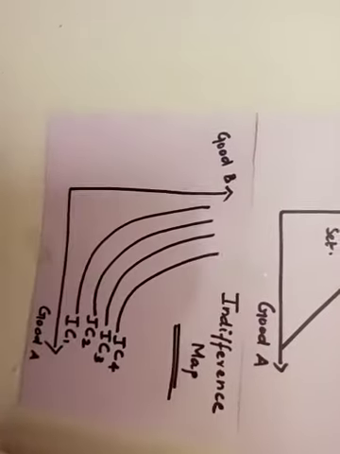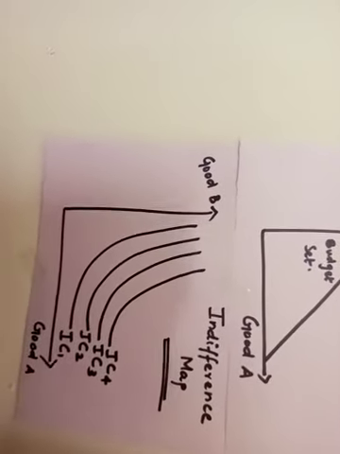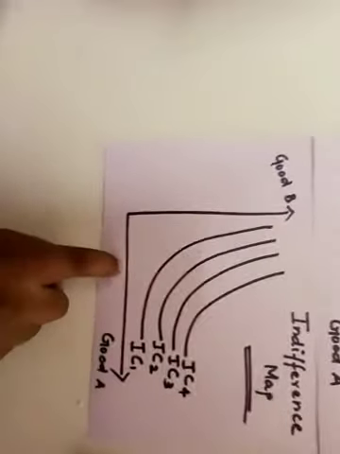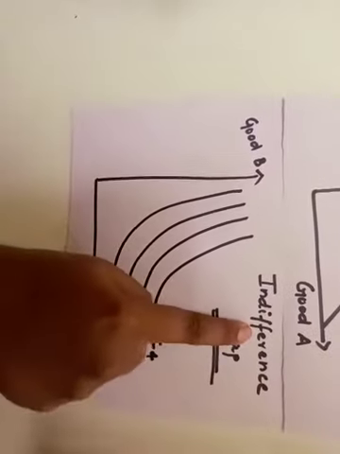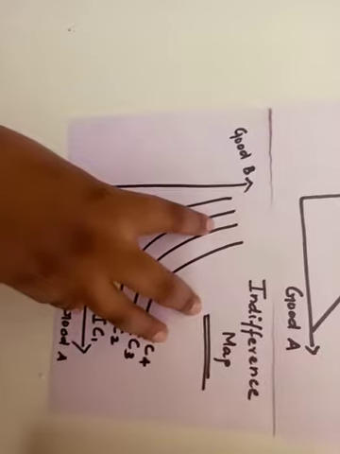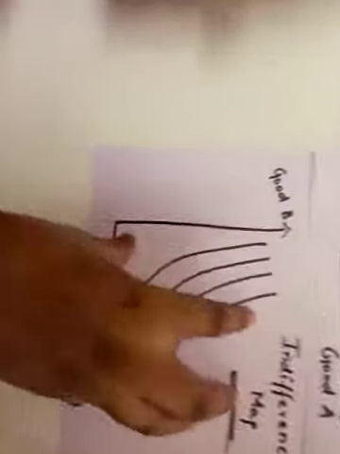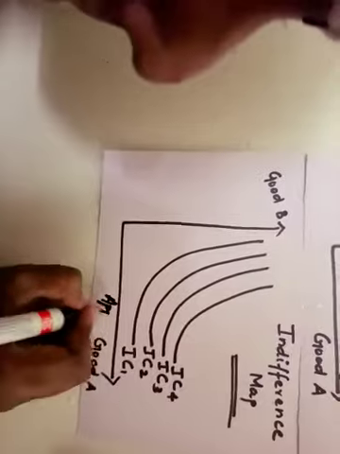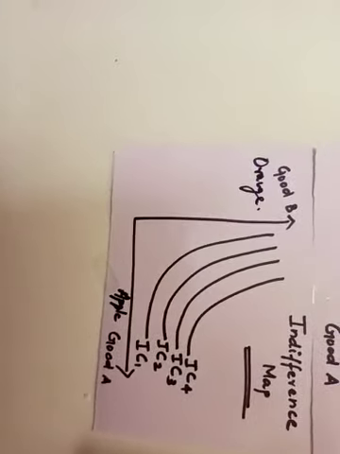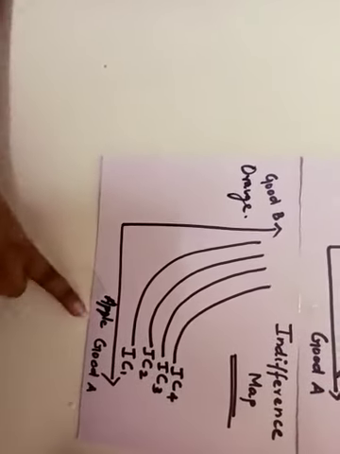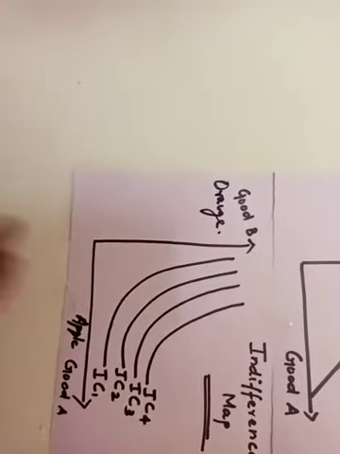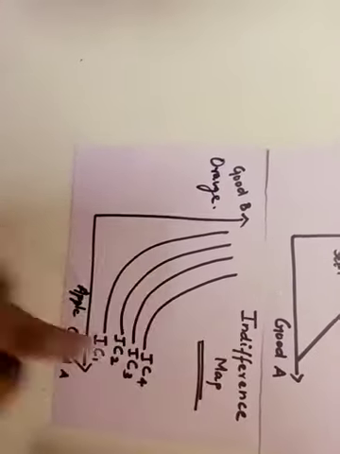Now I am moving on to the indifference map concept. An indifference map is the collection of indifference curves in a single diagram. Once again I am repeating, an indifference map is the collection of more than one indifference curve in a single diagram. Here you can see, suppose good A is apple and good B is orange. Two goods you are consuming at the same time. This indifference map gives you all the satisfaction levels for apple and orange.